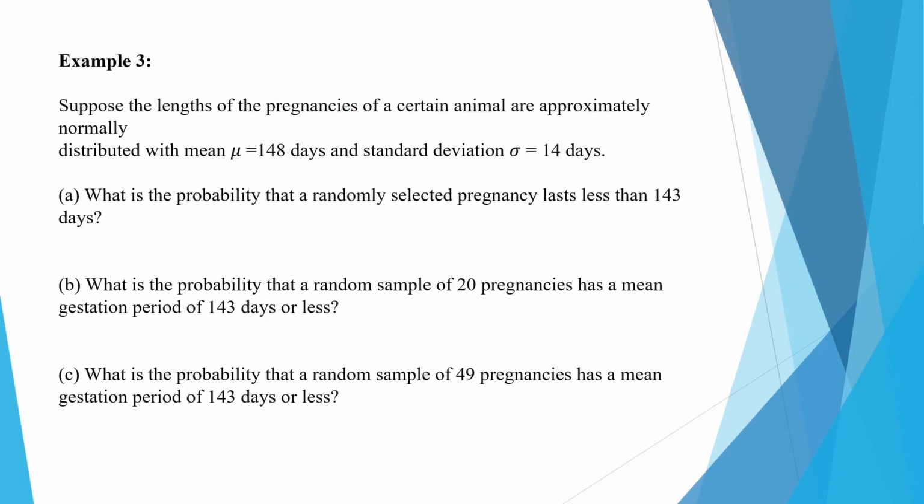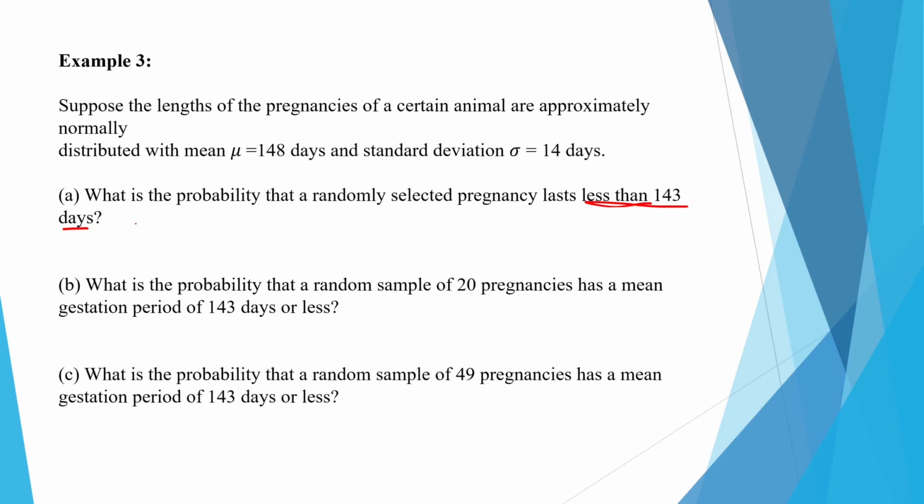In example 3, suppose the lengths of pregnancies of a certain animal are approximately normally distributed with mean of 148 days and a standard deviation of 14 days. Part A, what is the probability that a randomly selected pregnancy lasts less than 143 days?